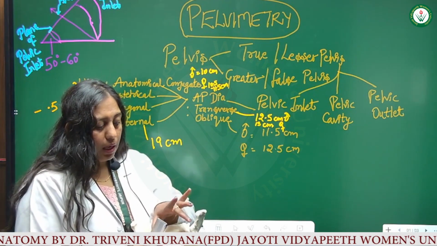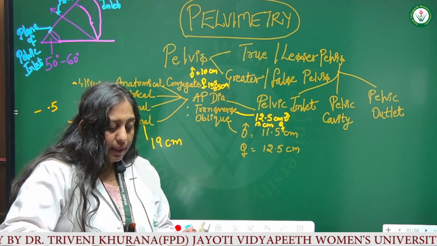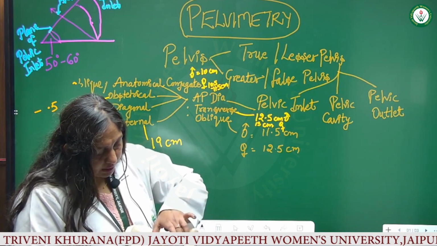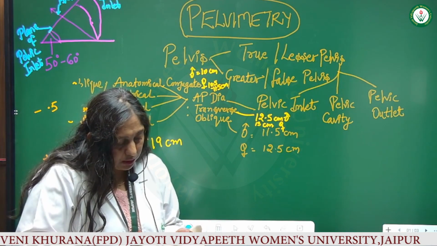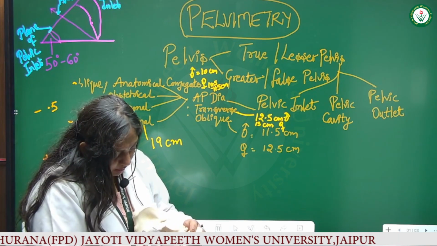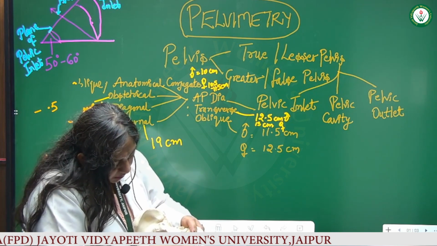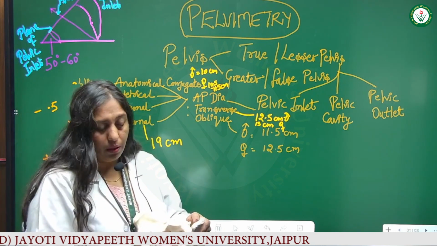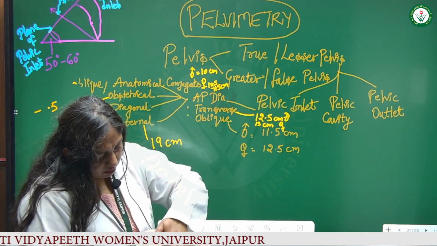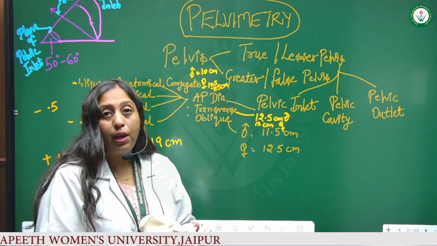Now what is the transverse diameter? The transverse diameter is the widest diameter in our pelvic inlet. जो आपका broadest part है वहाँ पे आप measure करेंगे scale से. When we put the scale in the broader aspect of the inlet, it measures about 12 centimeters. So this is our widest place, and the transverse diameter is about 12 centimeters.